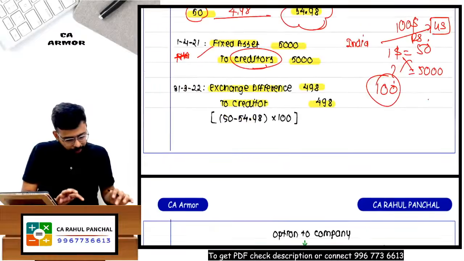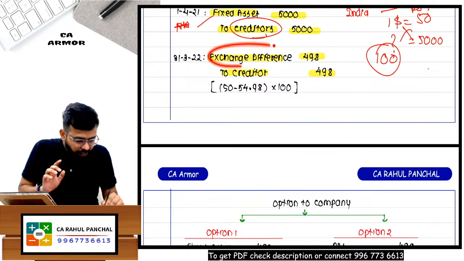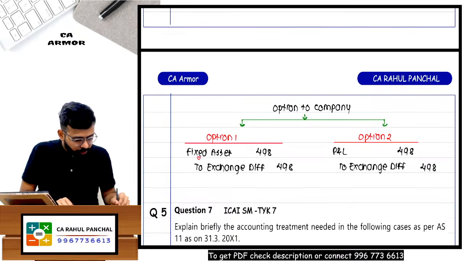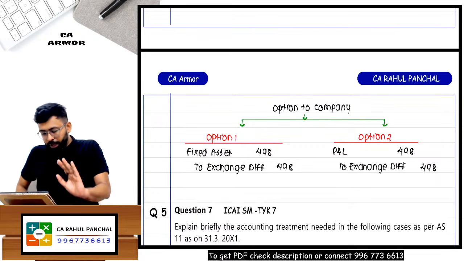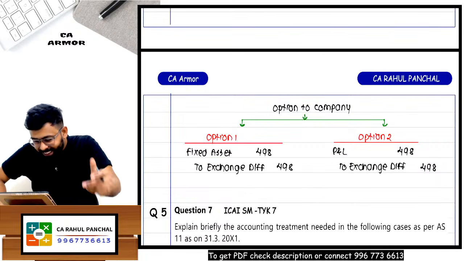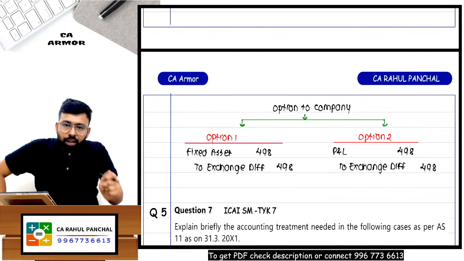Try to understand, please don't get confused. Your exchange difference will be transferred to P&L. That is one option. That is, exchange difference will be transferred to P&L. But this is one thing which can be done. But the company is given an option. Option is given to the company.